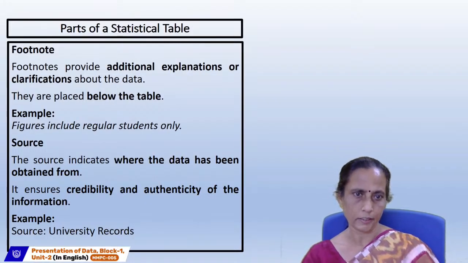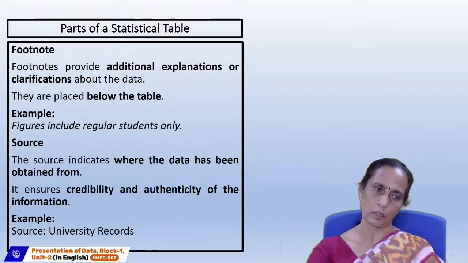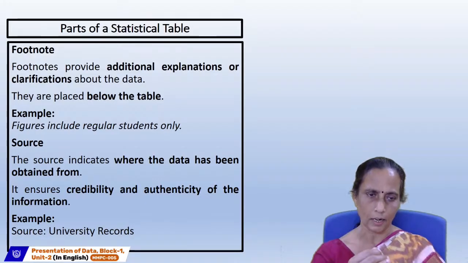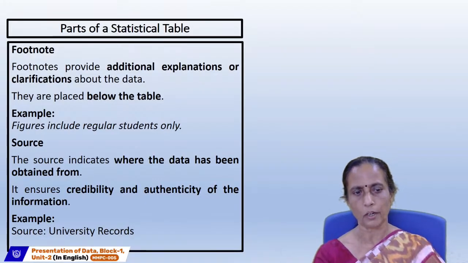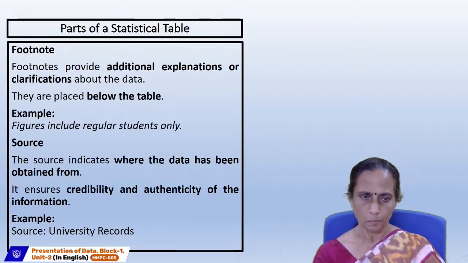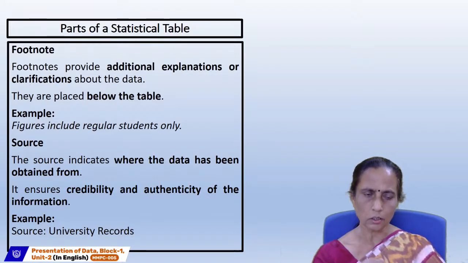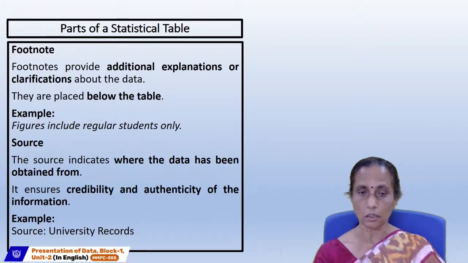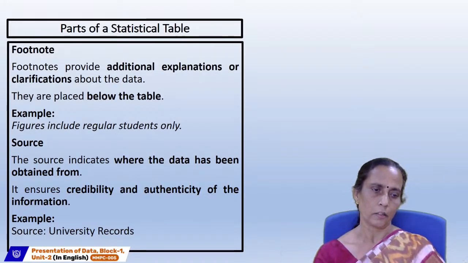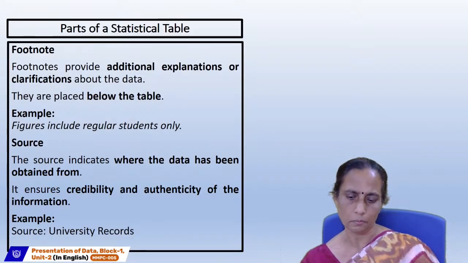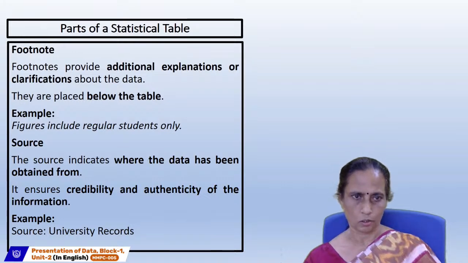And then the source indicates where the data has been obtained from. Whenever you present data in a table, it is always advisable to mention below each and every table the source from where we obtained that data. It ensures the credibility and authenticity of the information. For example, below this table we may write that the source is university records. Moving forward.